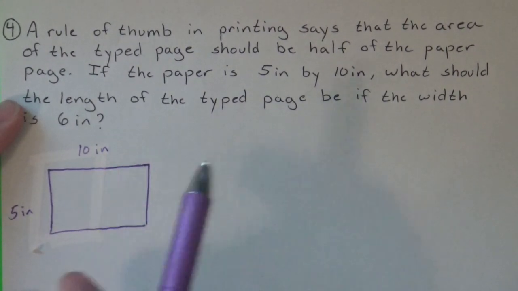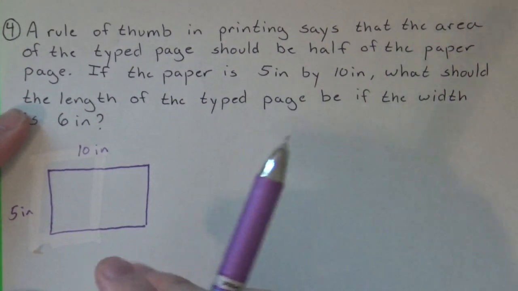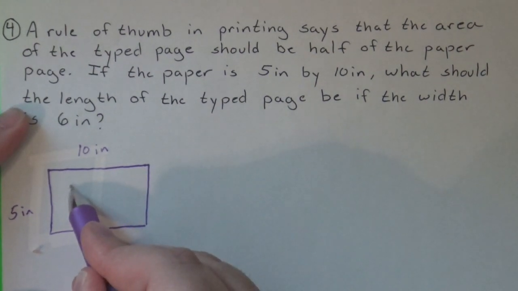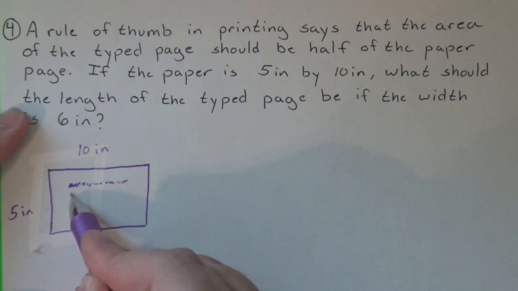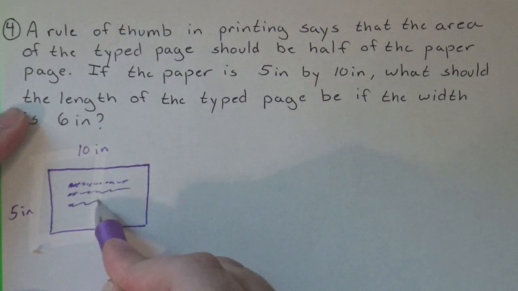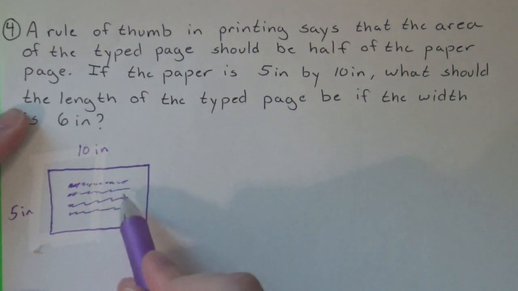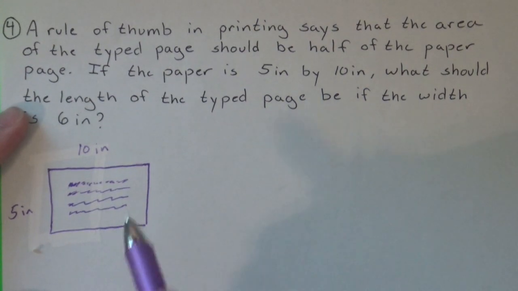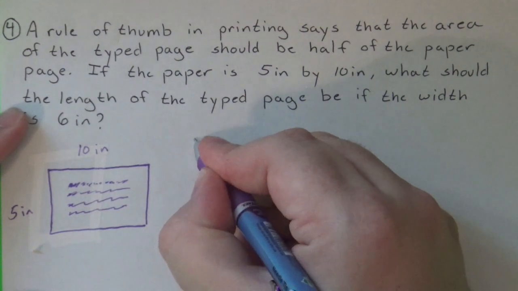All right, so here is my paper. What it's saying is on a blank sheet of paper that I've got right here, when I start to write things, whatever I write, et cetera, et cetera, should be half the area of the paper. So think this through for just a second. What's the area of my paper in here? So I'm going to put paper.